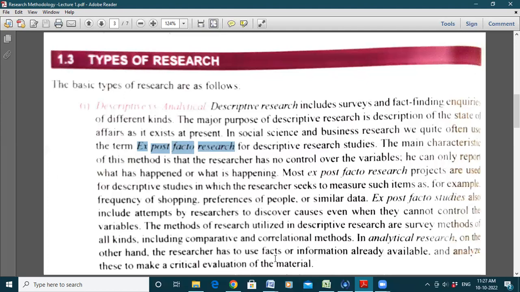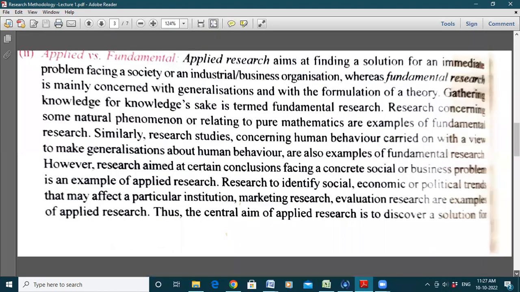Descriptive research means we use survey-based techniques to find out some new inquiries, means new information, while in the case of analytical, we have to use the information that already exists. This is the main difference between descriptive versus analytic. ये लिख लेना, ठीक है. I hope this is clear to you.